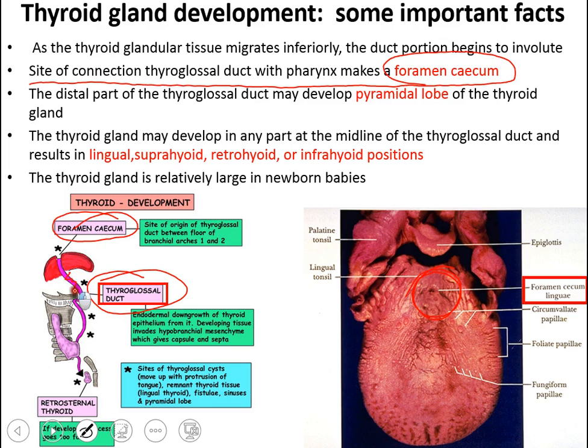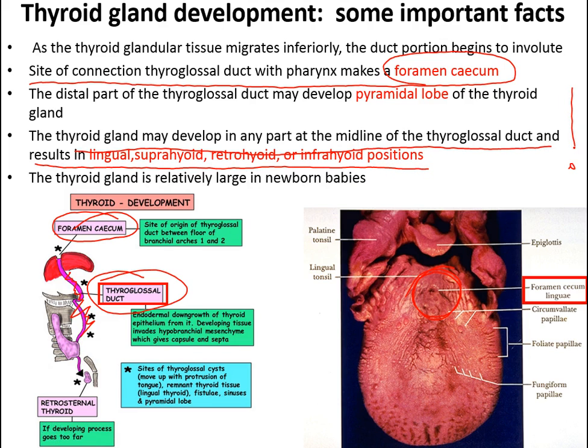The distal part of the duct may develop to form the pyramidal lobe of the thyroid gland, but it is important to keep in mind that thyroid gland may develop in any part of the thyroglossal duct, and such a situation may result in formation of lingual, suprahyoid, retrohyoid, infrahyoid, and even retrosternal thyroid tissue, as it's shown here.